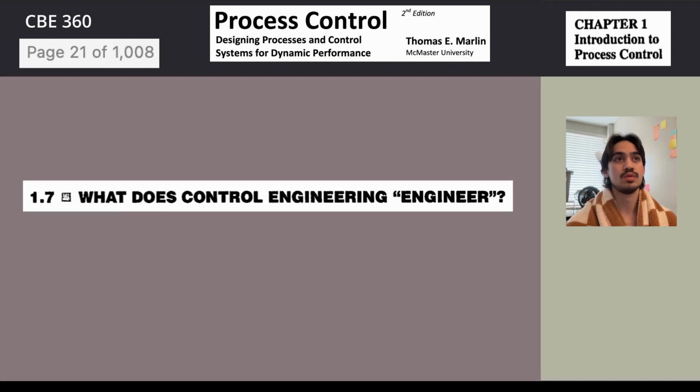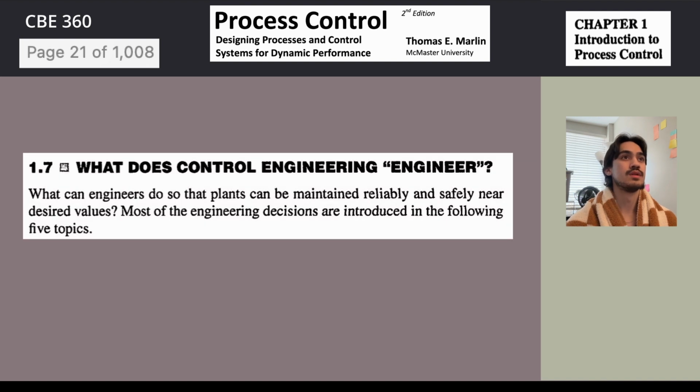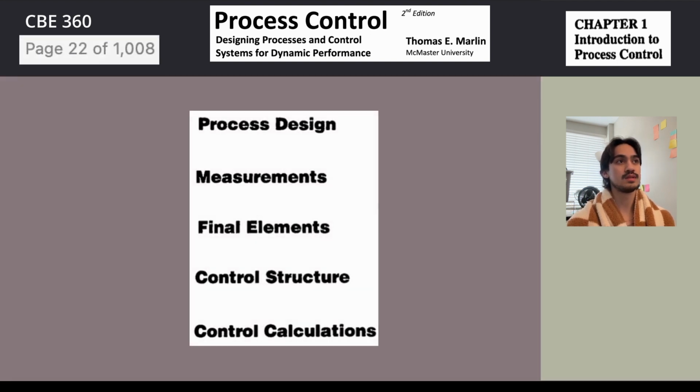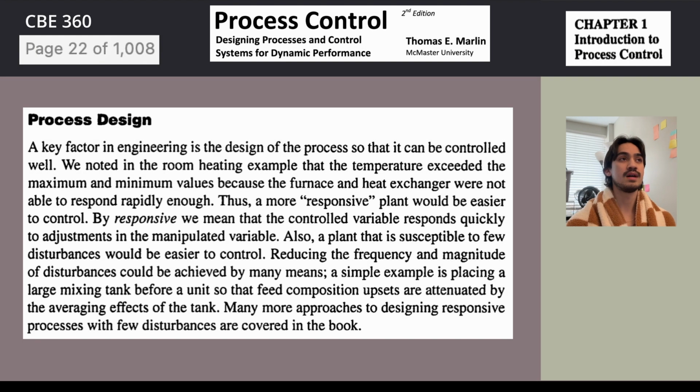1.7. What does control engineering engineer? What can engineers do so that a plant can be maintained reliably and safely near desired values? Most of the engineering decisions are introduced in the following five topics: process design, measurements, final elements, control structure, and control calculations. Process design. A key factor in engineering is the design of a process so that it can be controlled well.